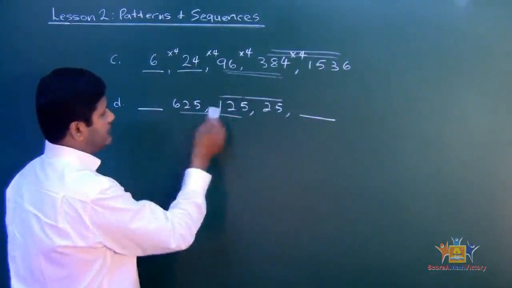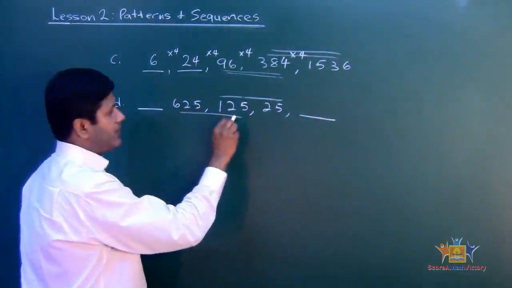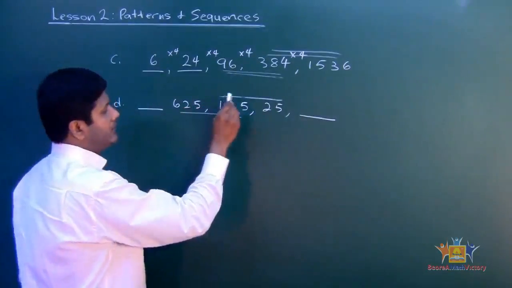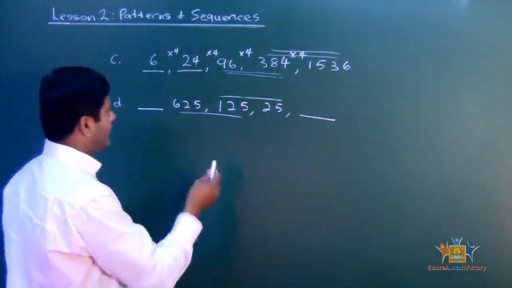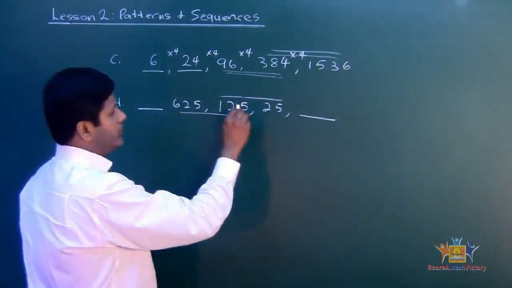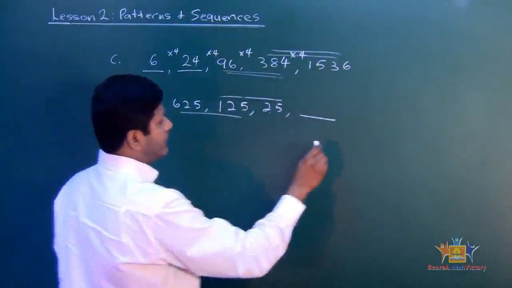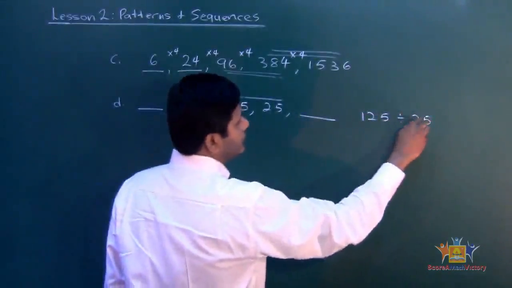So let's start with this one. We take the first number, divide it by the second number. And then the same thing with this set: first number divided by the second number. So let's do the first one, or we can do the easier one first. Let's take 125 divided by 25.